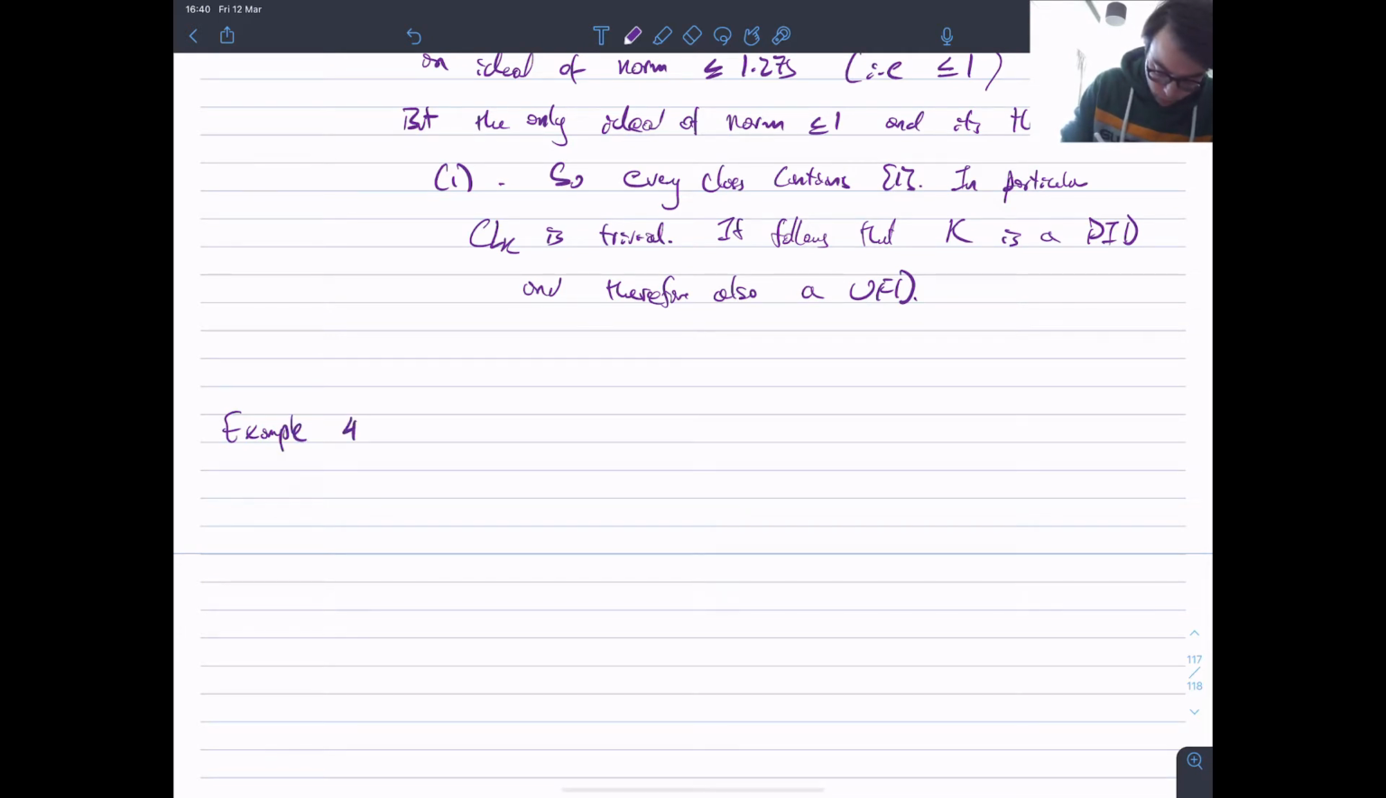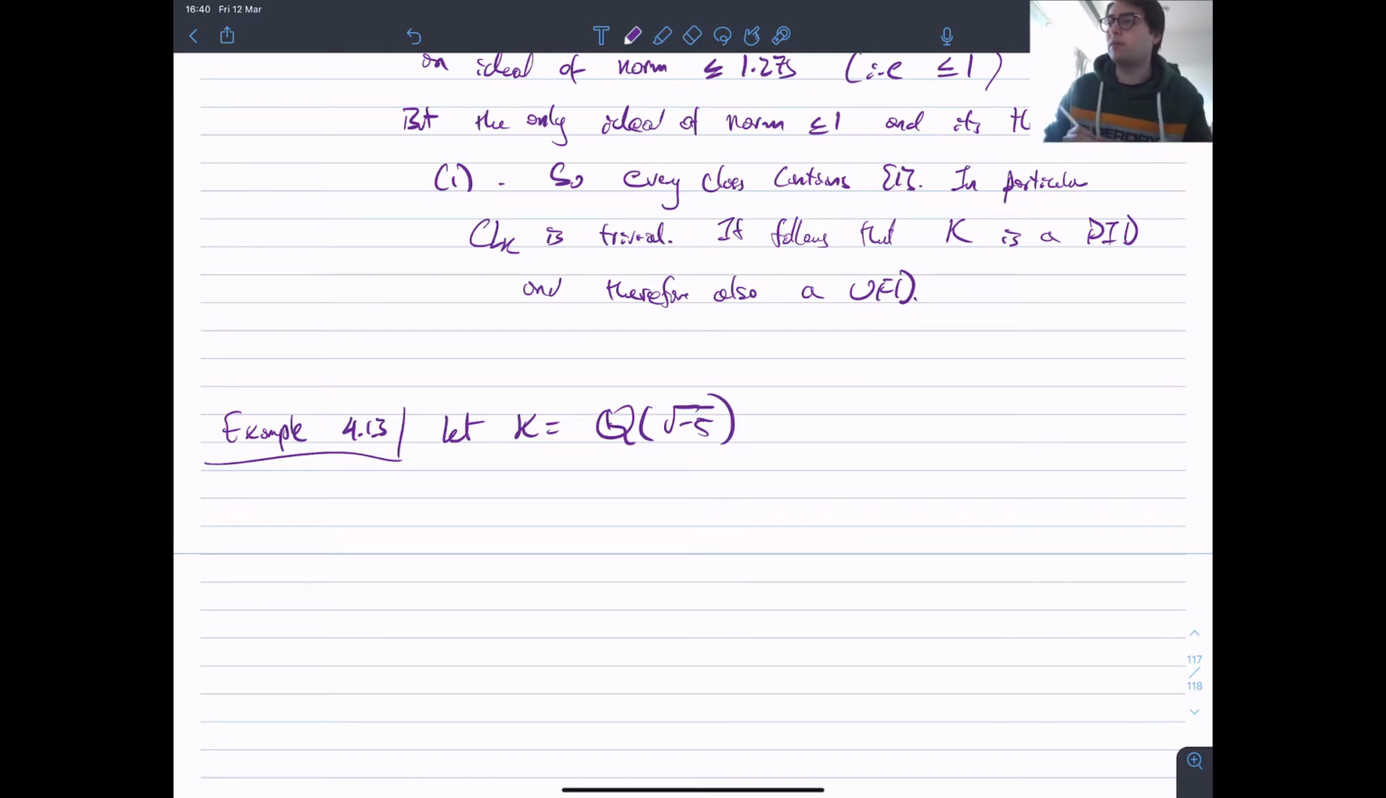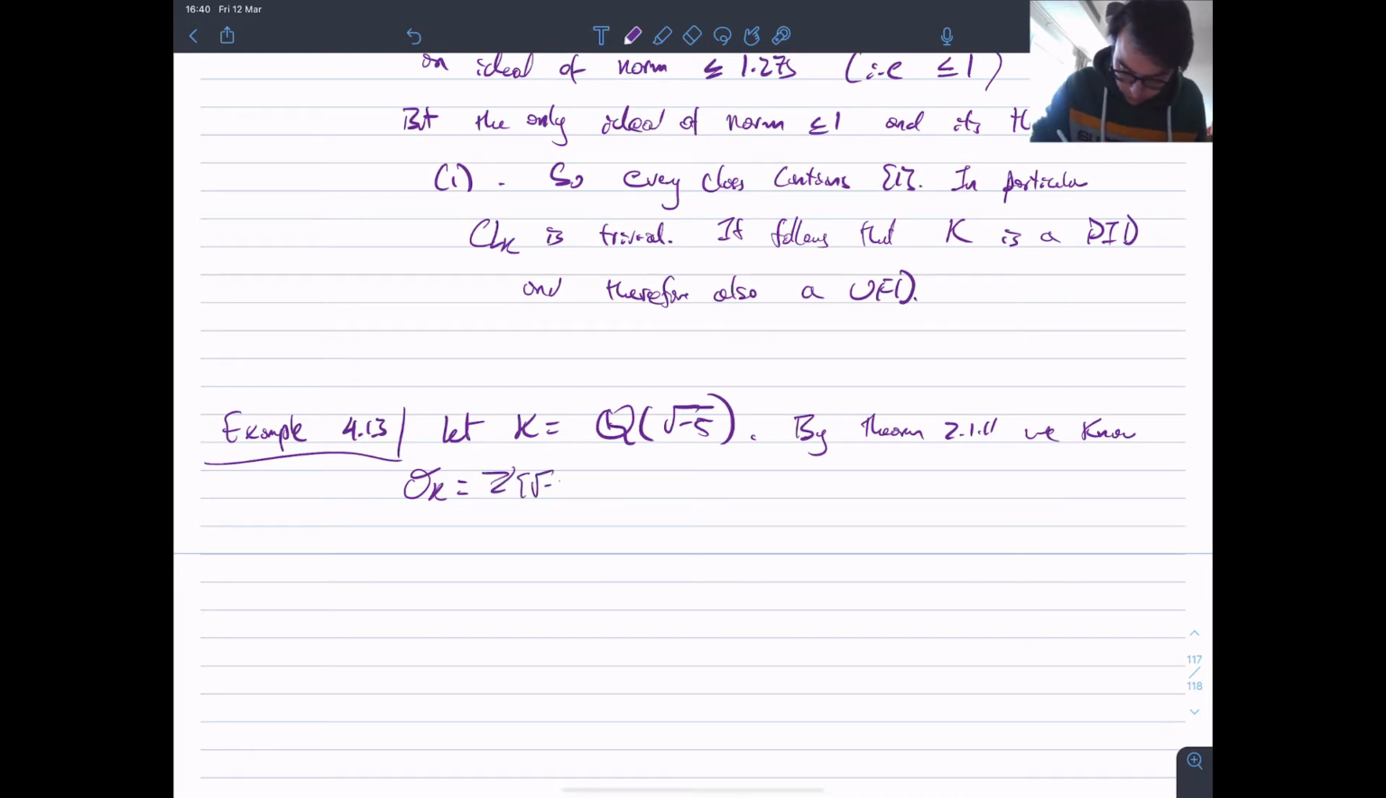Example 4.1.3. Let's take K to be Q of the square root of minus 5. This should be a bit more exciting. We know what the ring of integers in here is by Theorem 2.1.11. So we know here that O_K is Z[square root of minus 5].